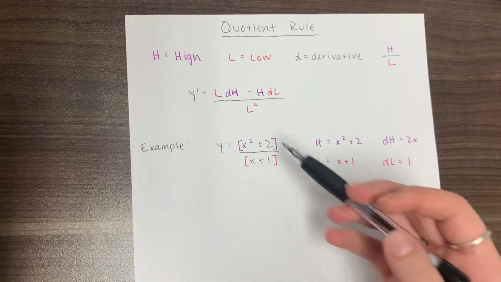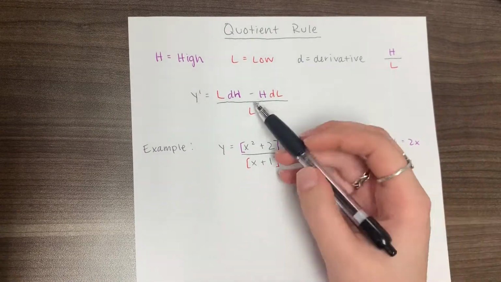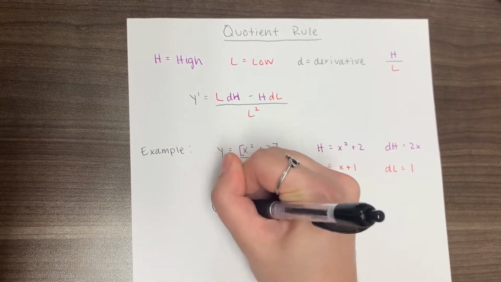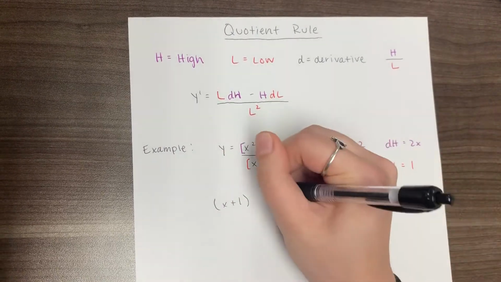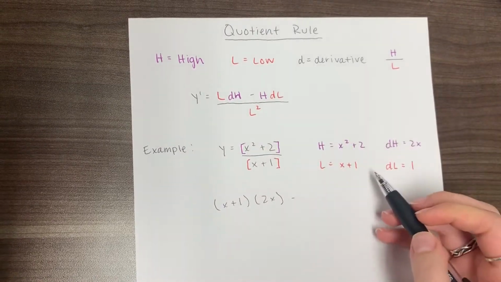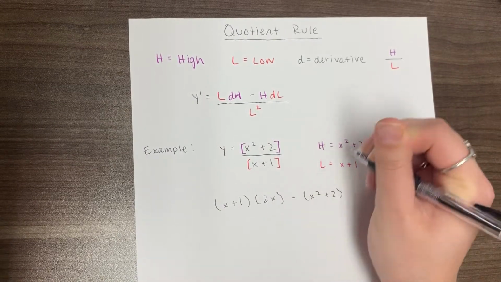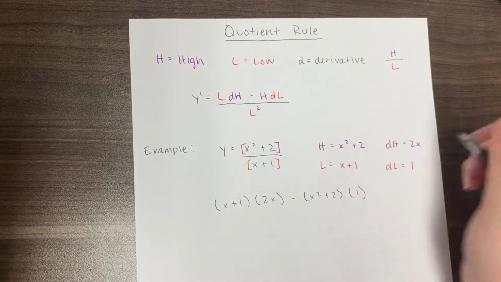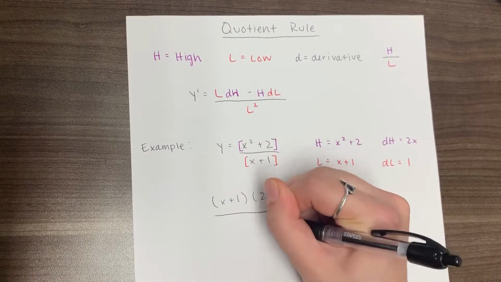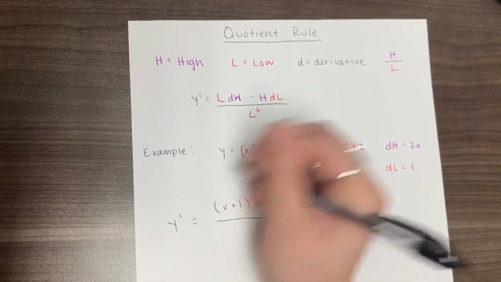So now we can start plugging in our equations and our values into the quotient rule equation. So we see that it is x plus 1 times 2x minus x squared plus 2 times 1. And all of that is going to be over x plus 1 squared. And all of that equals y prime.